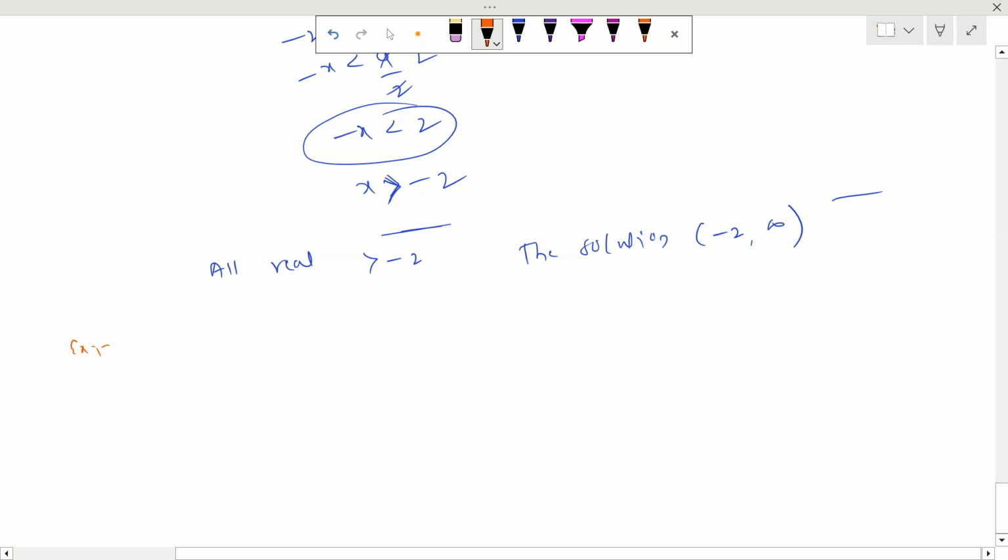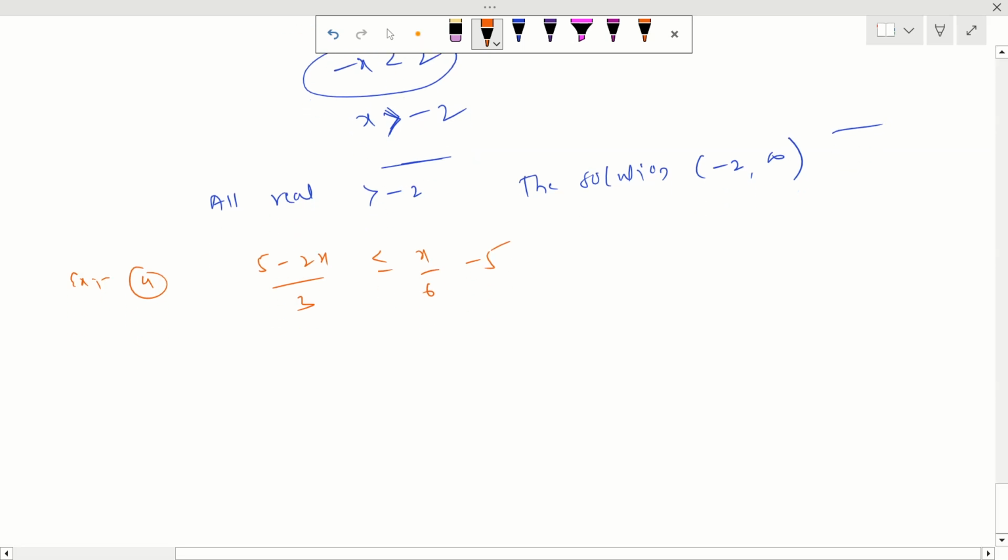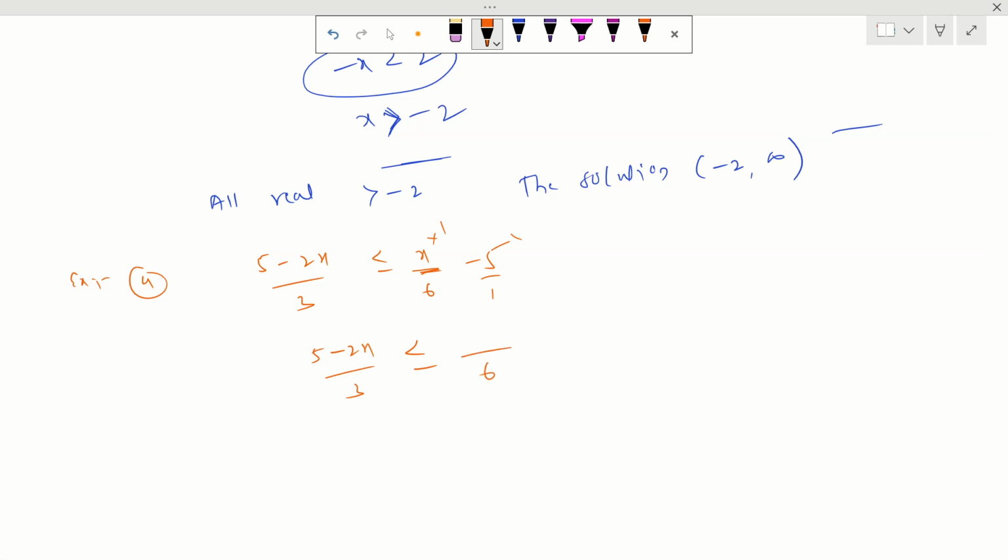Okay, we take example number 4. Here (5 - 2x)/3 is less than or equal to x/6 - 5. So here I will take the LCM first. The LCM of 6 and 1 is 6. Here is x, and 5 into 6 is 30, so x minus 30.